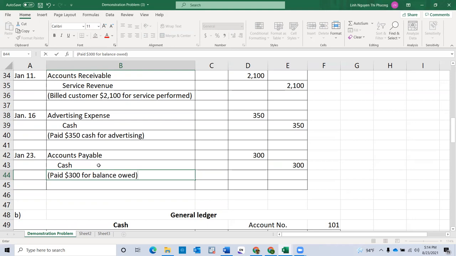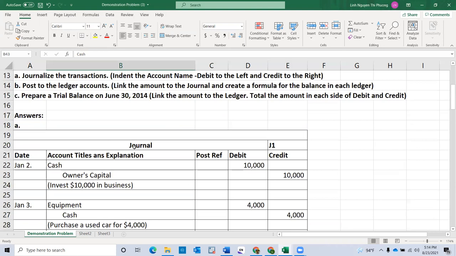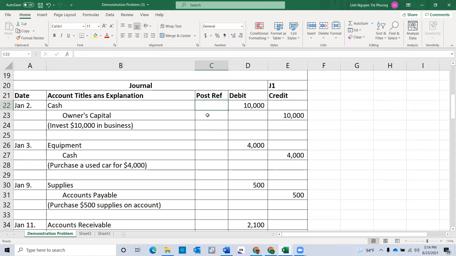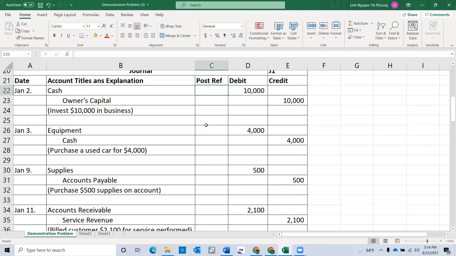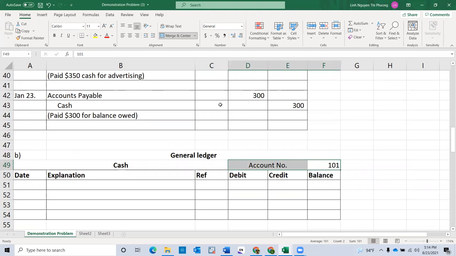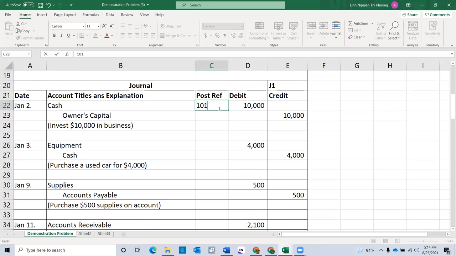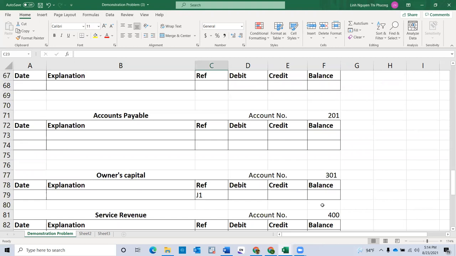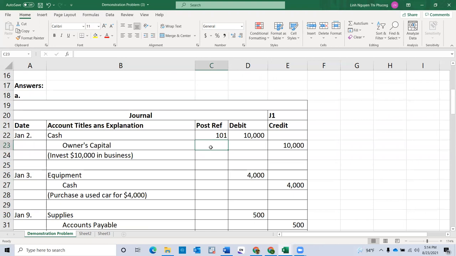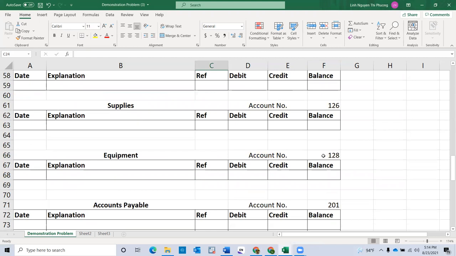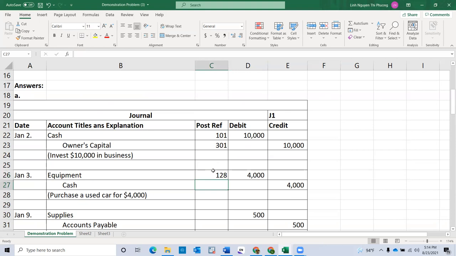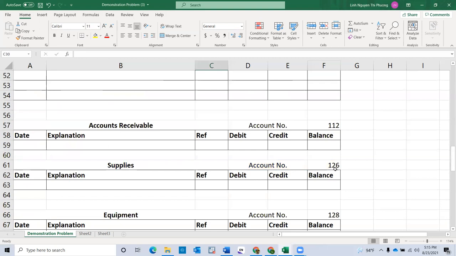Now, after you finish recording all the journal entries, you will need to put the account numbers in the reference column. For example, for cash it will be 101, so we will put in 101. Owner capital would be 301. Equipment would be 128, and cash is 101. Supply is 126.